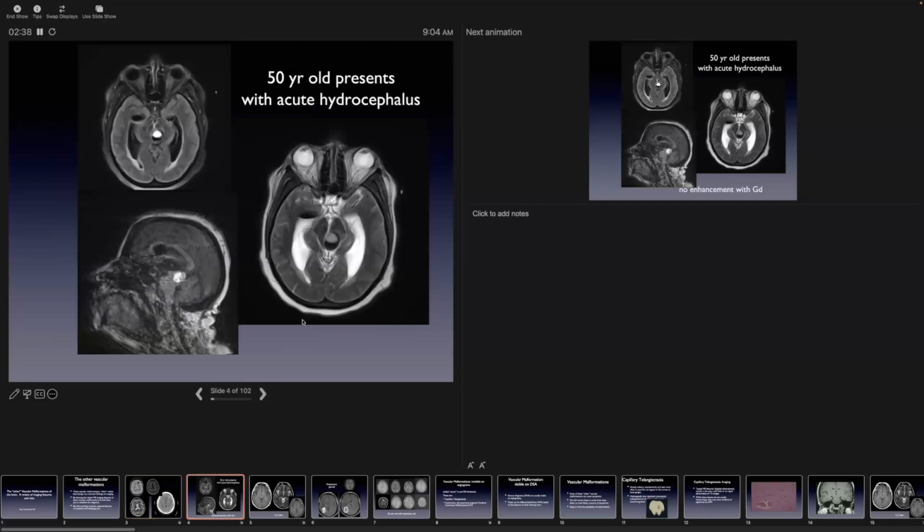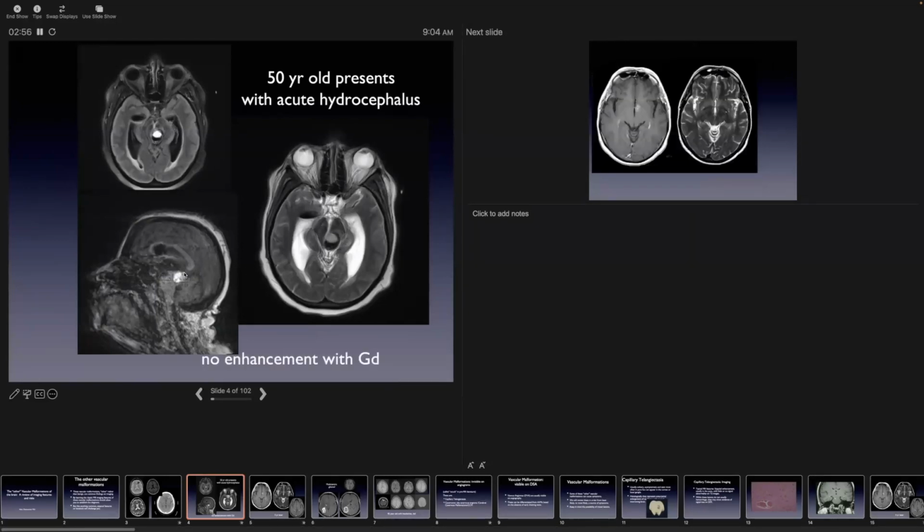Another patient presents with acute hydrocephalus. This, of course, is air from placement of an emergent extraventricular drain. You can see the dilated temporal horns, and there's a hemorrhage with an air fluid level in the region of the tectum. We gave gadolinium. There was nothing enhancing.